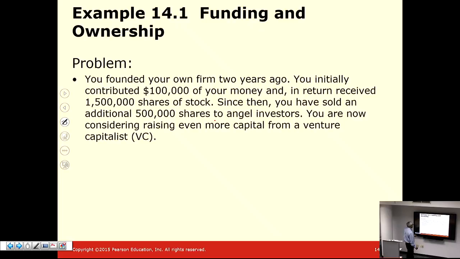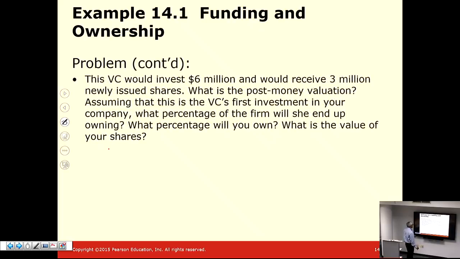So here is an example of such a process. You initially contribute $100,000 of your own money into an enterprise that you started, and you gave yourself 1.5 million shares for the $100,000 that you invested. Since then, you sold an additional 500,000 shares to angel investors, and now you are considering going out and getting capital from VC firms, venture capitalist firms. The VC firm has decided that they would invest $6 million, and they would like to receive 3 million shares for the $6 million that they have provided to you. The question is, what is the post-money valuation of the firm now?